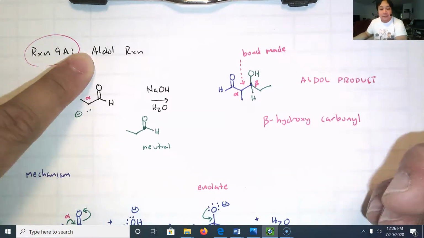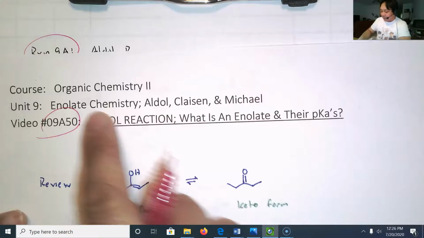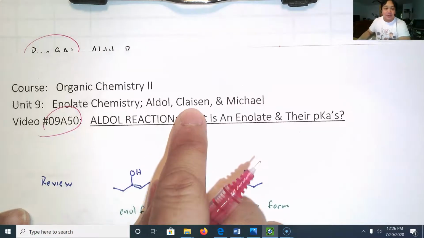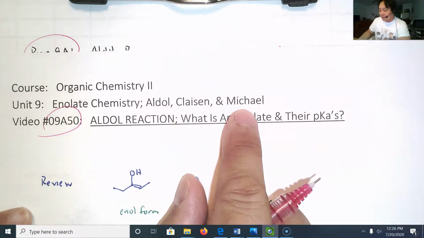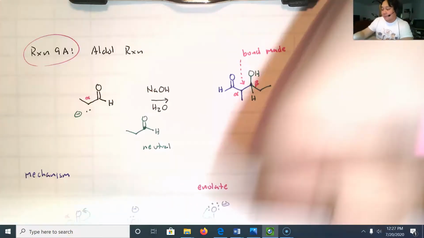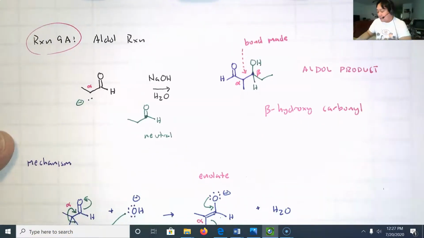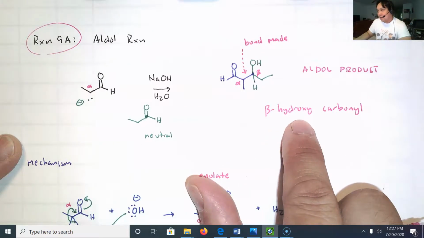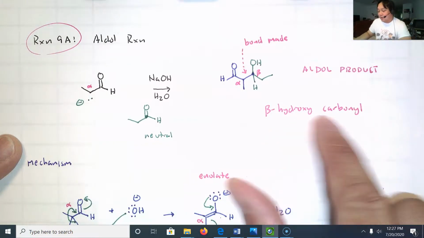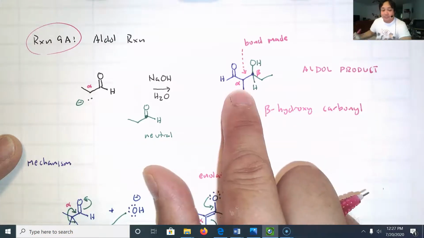Not only aldols, but if we look at the full title of the unit, Claisens, which we'll get to in a couple of videos, and the Michael addition. Those reactions take place in your body and in different organisms. So remember, in an aldol reaction, you're making the beta hydroxy carbonyl, beta hydroxy aldehyde, or beta hydroxy ketone. You could always double check that.